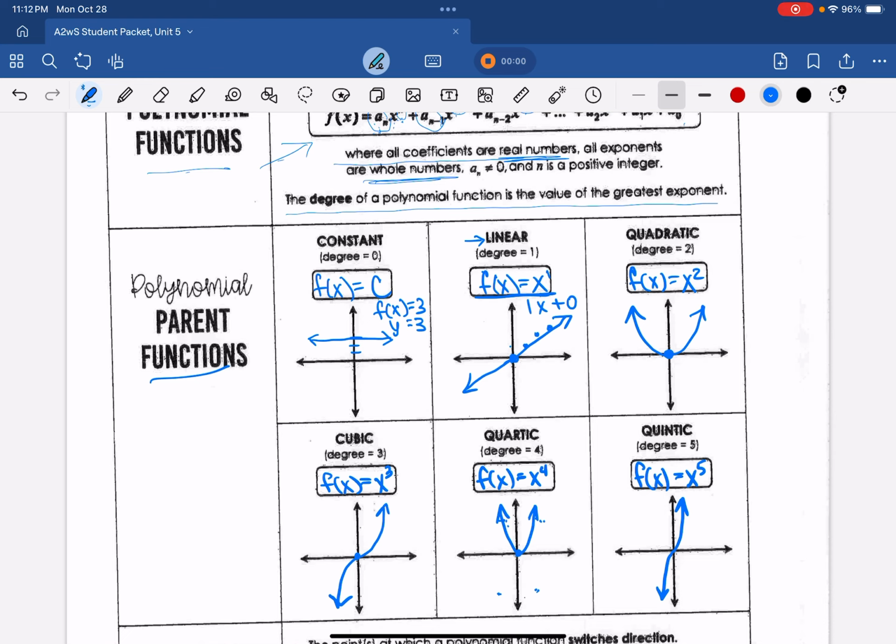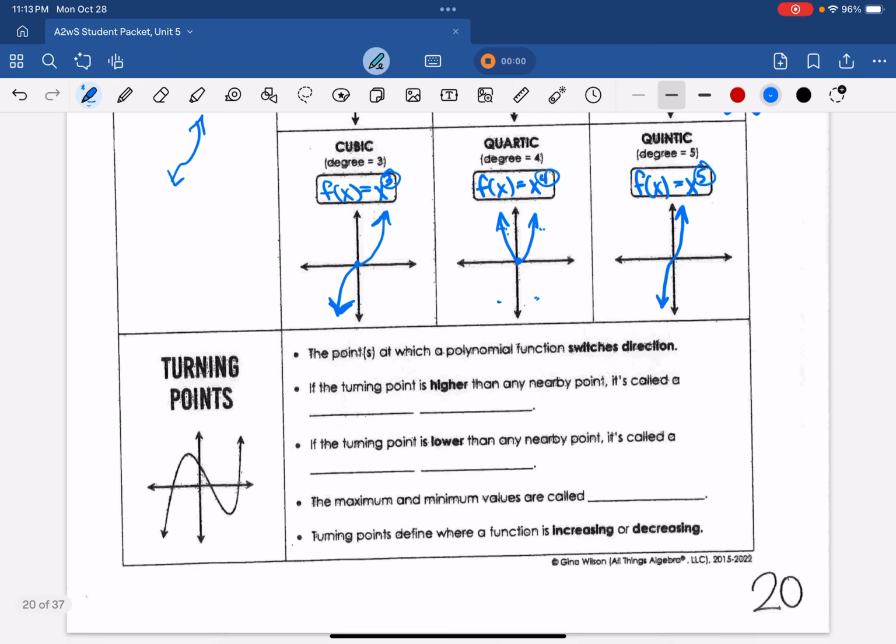One thing I do want you to notice, that anytime your exponent or our degree is odd, like x to the first, x to the third, and x to the fifth, our arms are going in different directions. One is opening up and one is opening down. Notice on the linear, one is opening down, one is opening up. On the cubic, one is opening down, one is opening up. And the quintic, same thing. When our degree is even, like 2 and 4, then the ends are doing the same thing. Either they're both opening up or they're both going to be opening down. We're going to talk about that later. So just keep that in mind as we move into this.